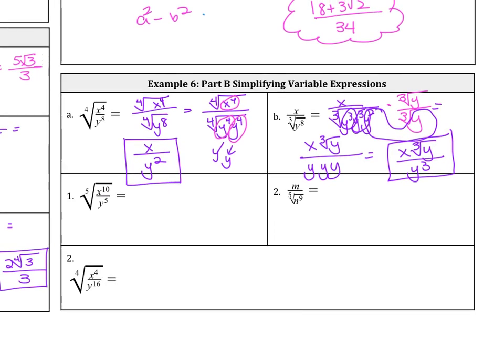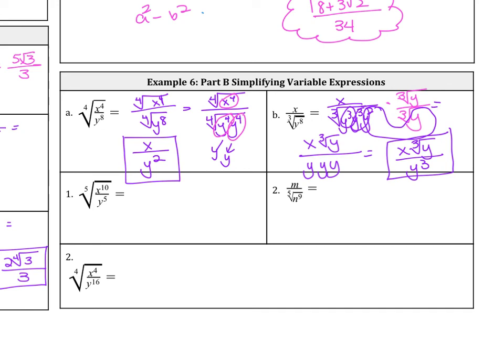So now try out these next few examples. 1, 2, oh, there's 2 2's. 1, 2, 3, and 4.